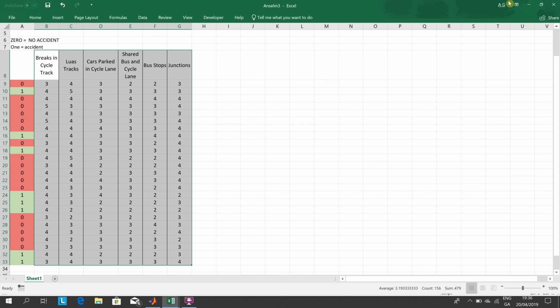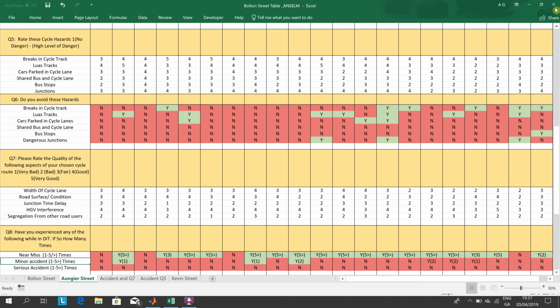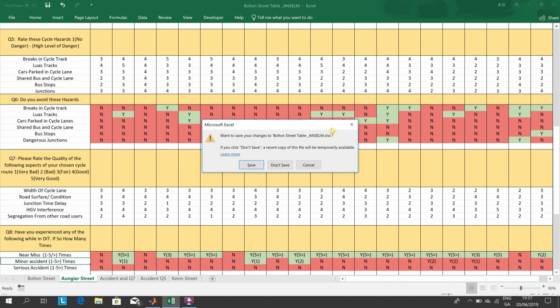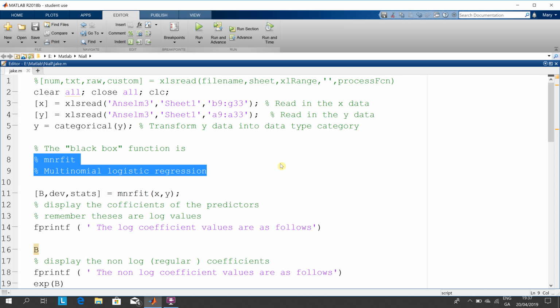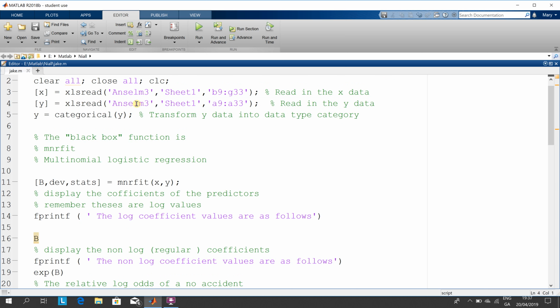Okay, so I can get rid of the 2 spreadsheets. Don't save, and I can shut that down as well, and I won't save that either. So here I've read in my X data. I went to the file, went to sheet 1, and I went from B9 to G33, and I read in the X data. And then the Y is from the same file, the same sheet, and it's A9 to A33.